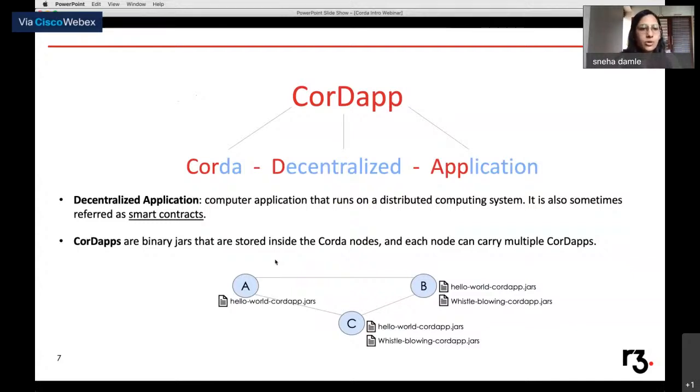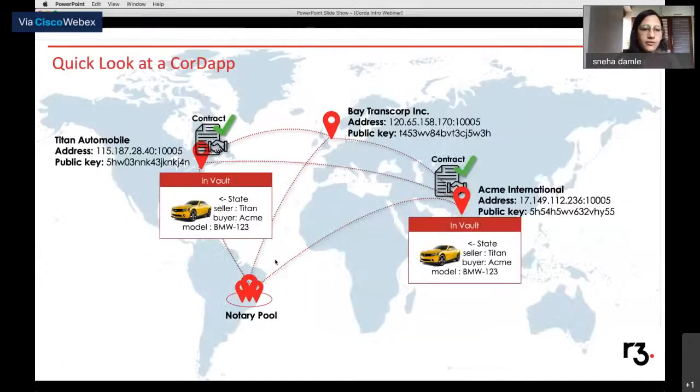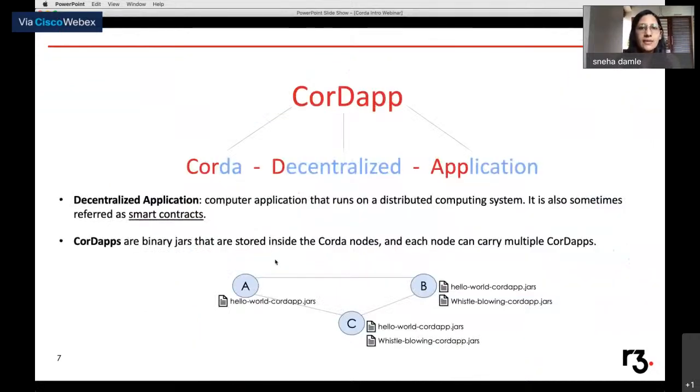So if you look into the diagram, you would see that each node, A, B, C, is an individual Corda node, and we've deployed our Corda app.jars individually on each node. Each Corda app.jar also has the Corda.jar embedded within it. You can also see that each node can have multiple Corda app.jars deployed on it.